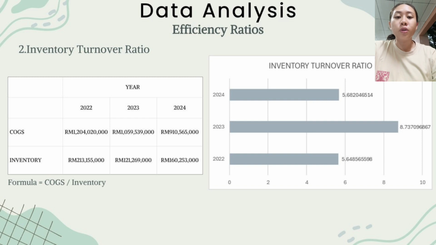Next is for inventory turnover ratio. The formula to compute this ratio is the cost of goods sold divided by inventory. As we can see in the graph, it is very obvious that in the year 2023, the inventory turnover ratio is the highest, amounting at 0.74. Meanwhile, the inventory turnover ratio for 2024 and 2022 are quite similar. A high value for inventory turnover ratio is good, but too high might indicate that the company experienced an understock.